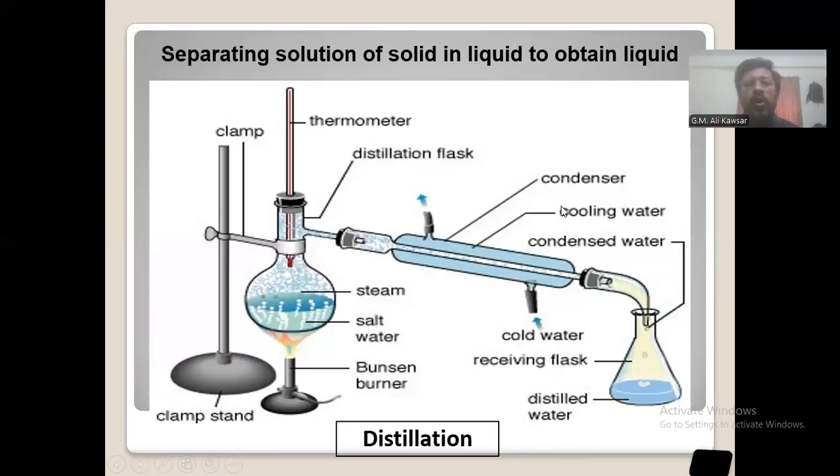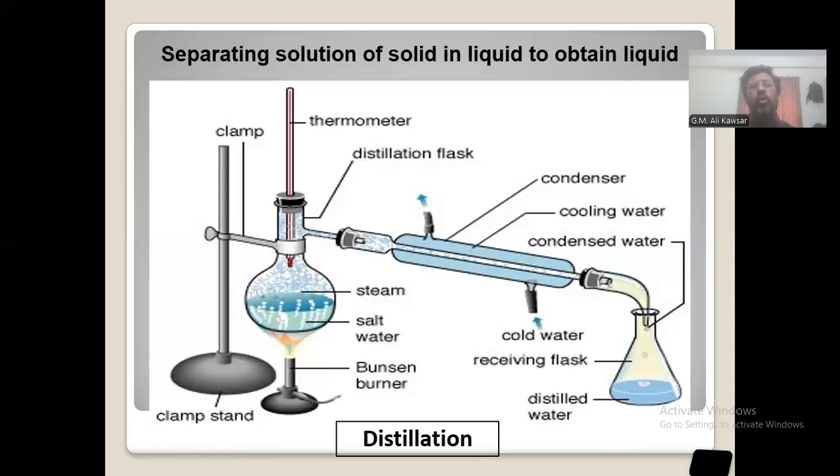In the previous two techniques, we separated the solid part from the solution. But if we have to separate the liquid part, then what will we do? Here you can see in the figure, we have used the distillation process to separate the liquid part from the mixture. That means if we want to separate water from a solution of salt and water, then we can use this one. It is called distillation.